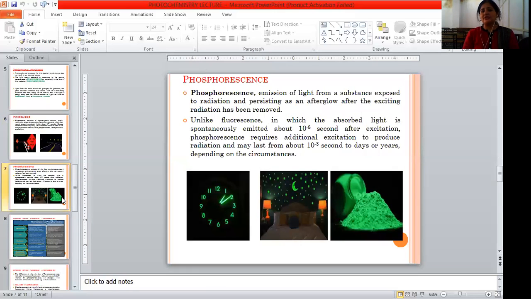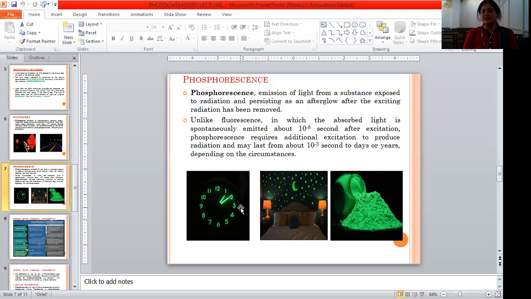Second example is phosphorescence. You must have seen in your houses, small kids, they have toys which they hang on the ceiling, and once you switch off the light, they start glowing. Then they have some radiations which are there in the clock. So you have seen those digital clocks which are shining in the dark. Now, what is the phenomena behind it? The phenomena behind it is known as phosphorescence.